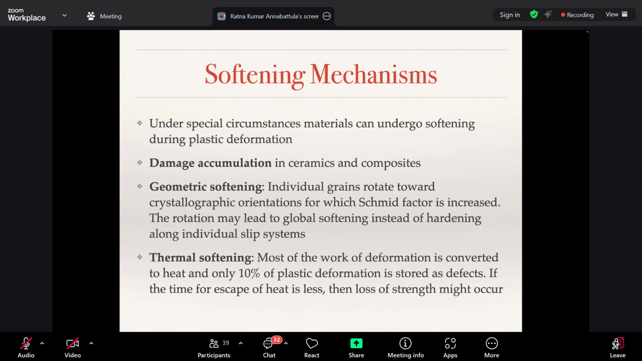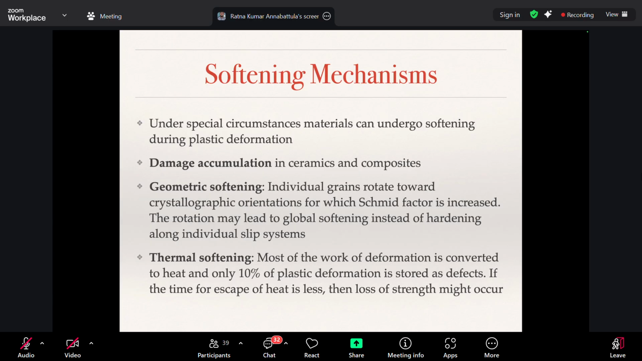All right. So far, we talked about strengthening, how the material strength can increase. But it is also possible that sometimes the materials get softened. That means the softening mechanism. This can happen under special circumstances wherein the materials can soften. One of the primary softening mechanisms is damage accumulation, meaning the material internally will lose its load carrying capacity by damage. That means the bonds are permanently broken, not re-established.